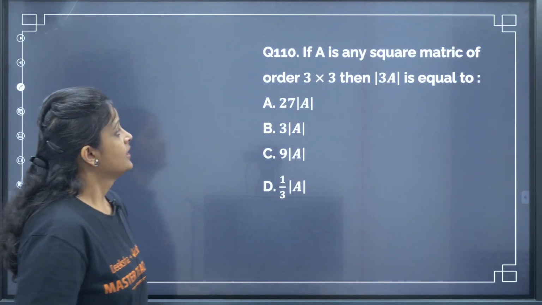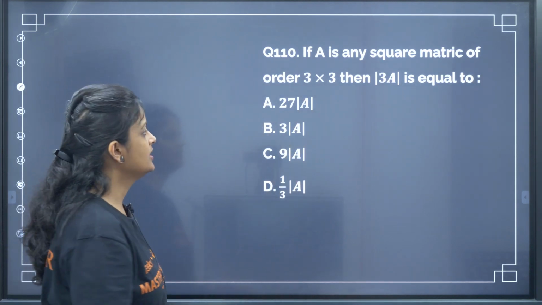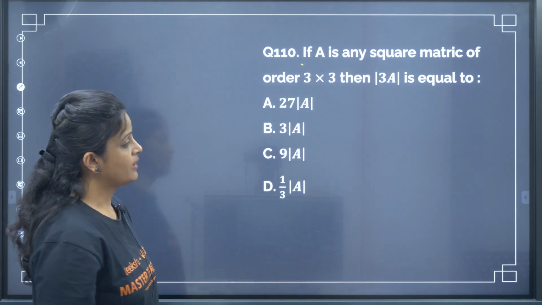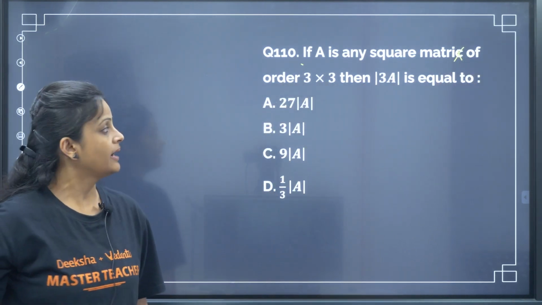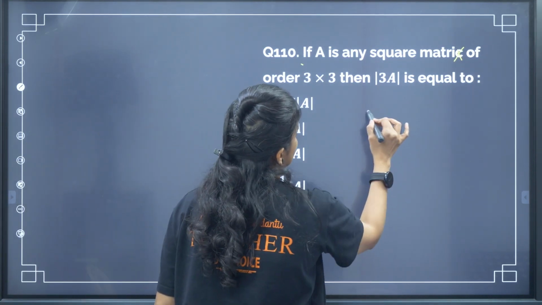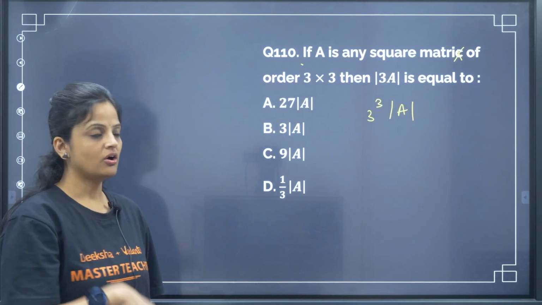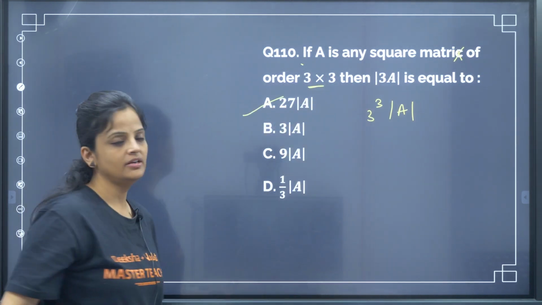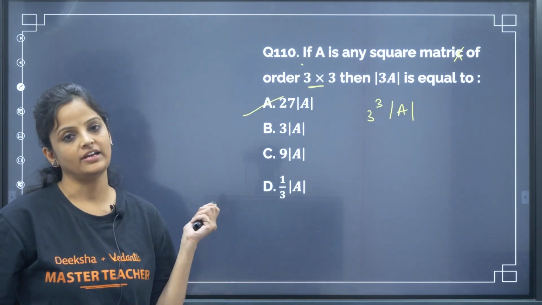Next question, 110th, very easy one. This is a matrix question. If A is any square matrix of order 3 by 3, then determinant of 3A will be 3 cube determinant A. Simple. See the order, it is 3, so 3 cube will be 27. Everyone has solved this, I know. Option A will be your right answer.